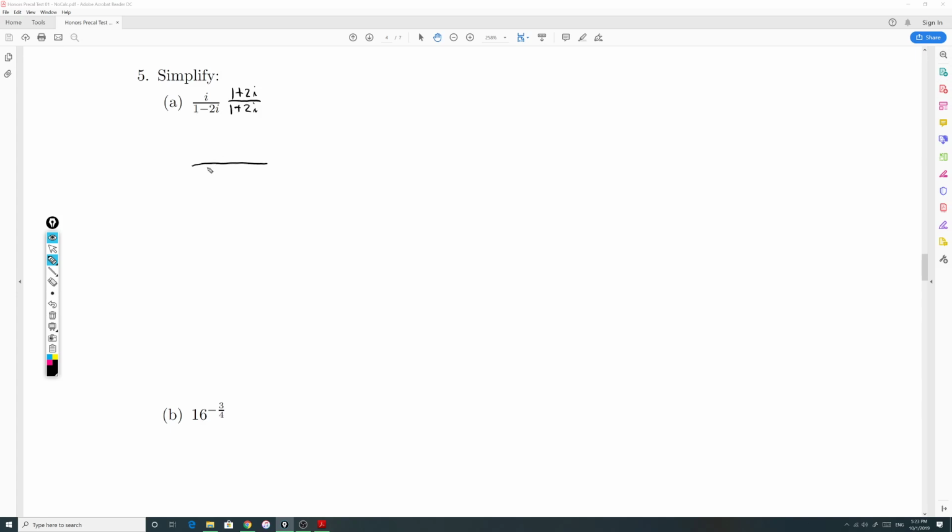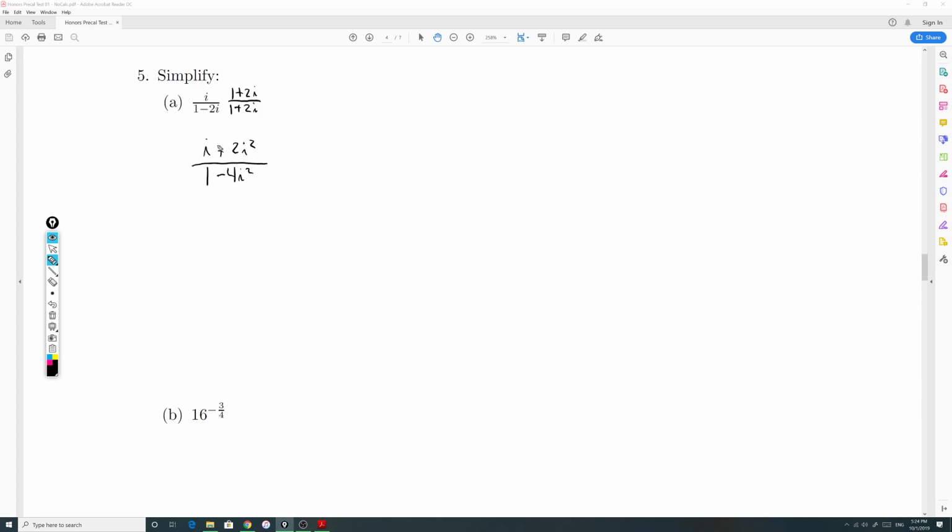1 times 1 is 1. 1 times 2i is 2i. 1 times negative 2i is negative 2i. So we have 2i minus 2i. Those cancel. There's not going to be an imaginary part in the denominator. Negative 2i times positive 2i. You could simplify it in your head if you wanted to, but just for emphasis, I'm going to write negative 4i squared. In the numerator, distribute, we have i times 1, which is i, and then i times 2i, 2i squared.